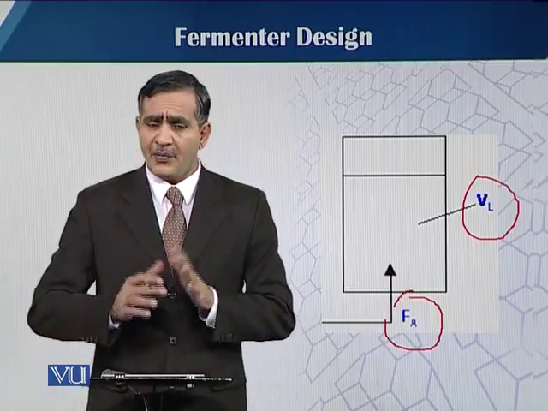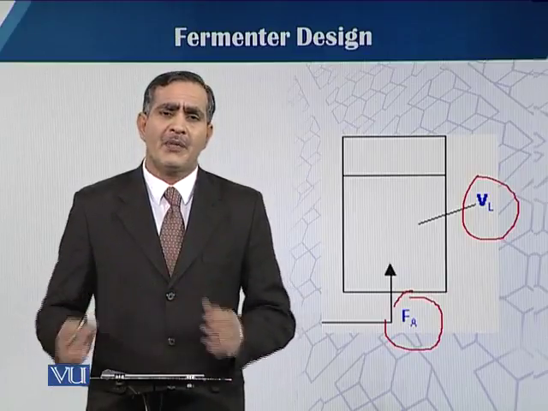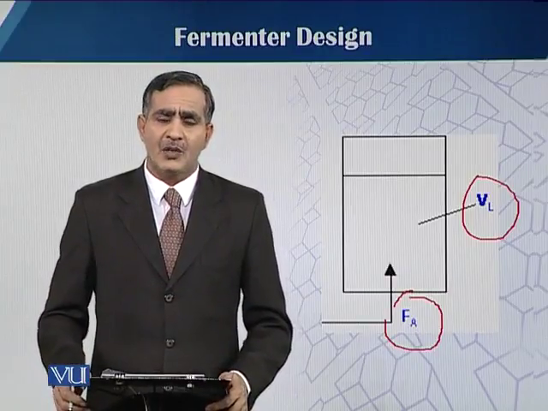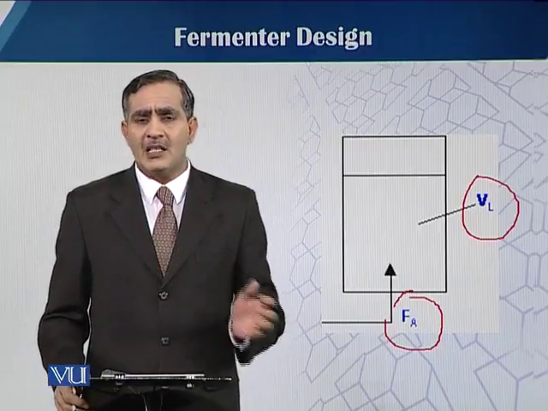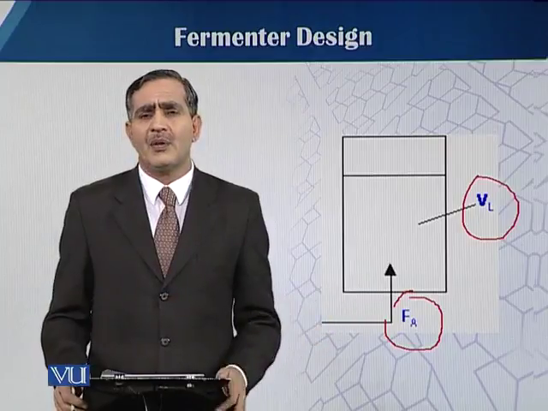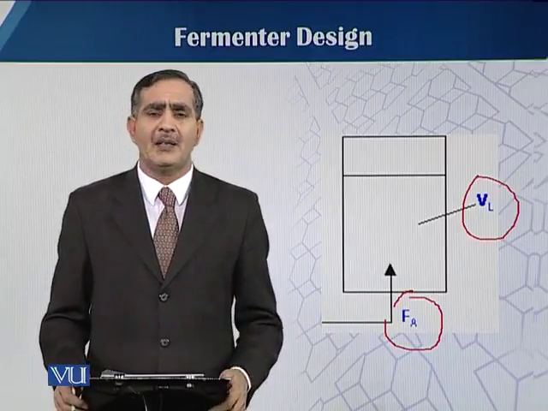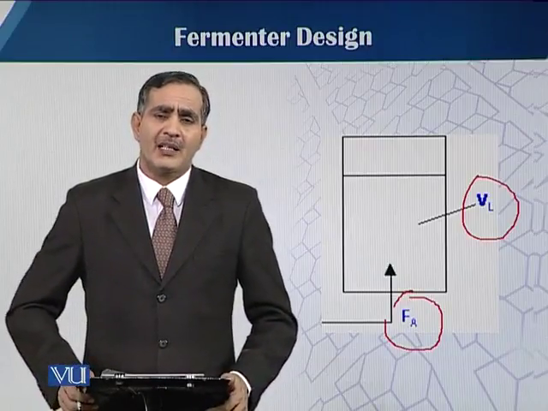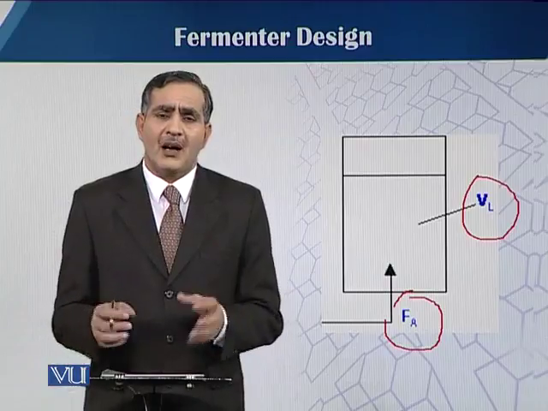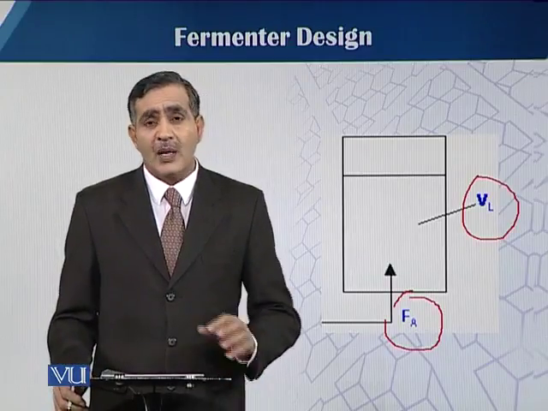Different modern fermenters are coupled with cascade systems. So we can maintain the dissolved oxygen by increasing or decreasing the flow rate, or by increasing or decreasing the impeller speed. By using the cascade system, we can control the dissolved oxygen in any fermentation process. That is very critical.